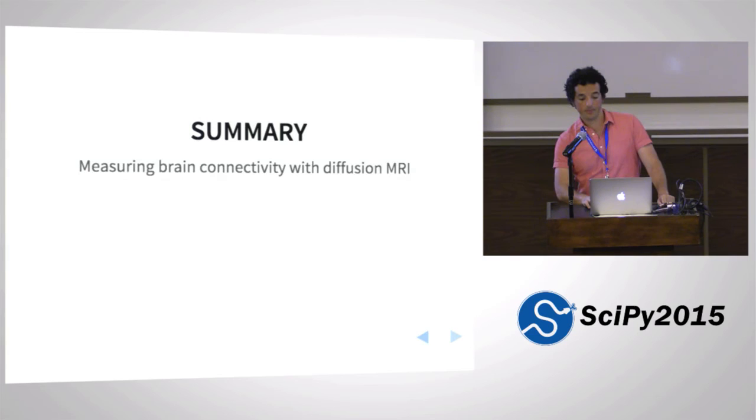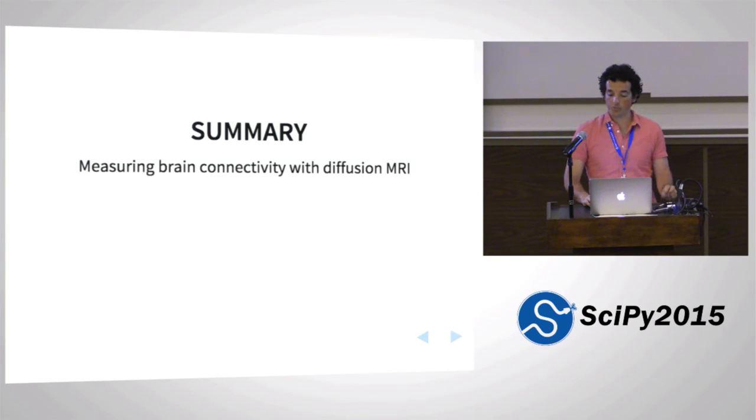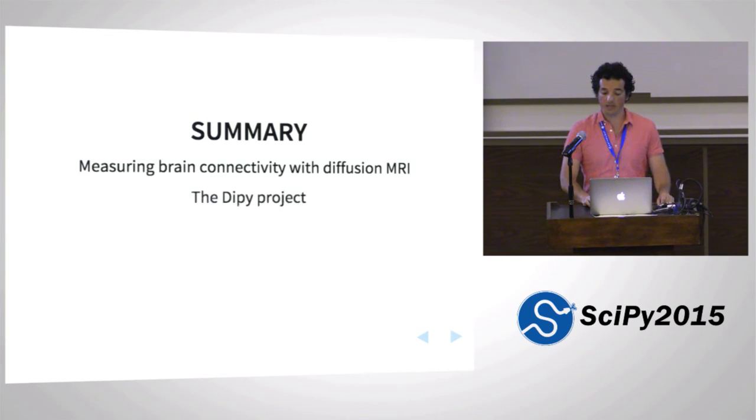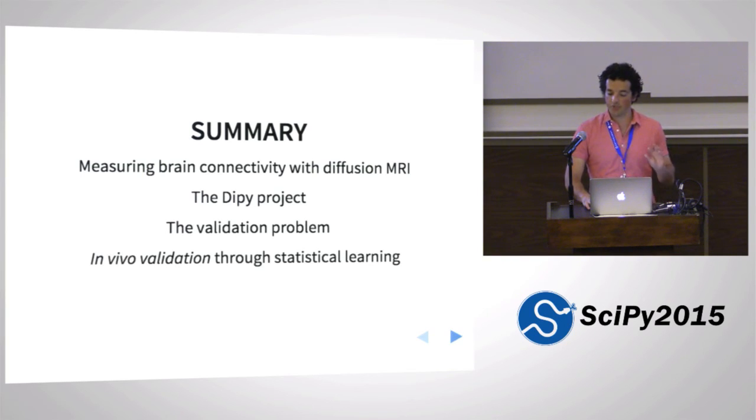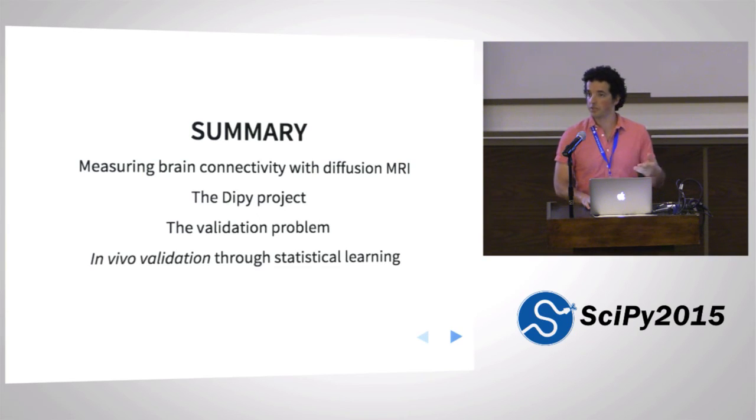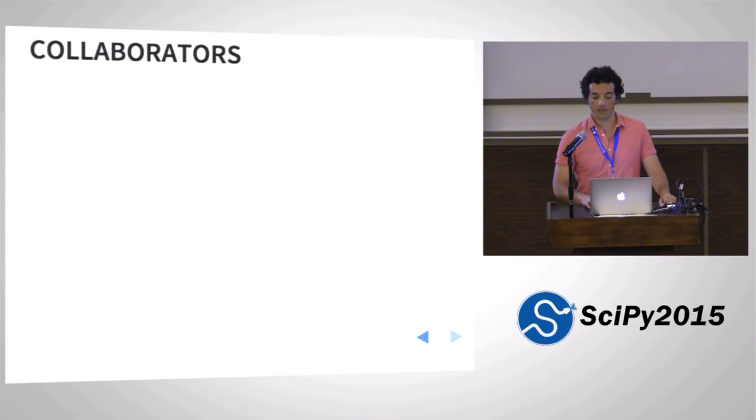Okay, to summarize, we talked today about measuring brain connectivity with diffusion MRI, specifically how we use the DIPY project to estimate the connectivity between different parts of the brain. I've told you about the validation problem that we have in diffusion MRI and the notion of in vivo validation through methods taken from statistical learning and how we've applied this in DIPY.